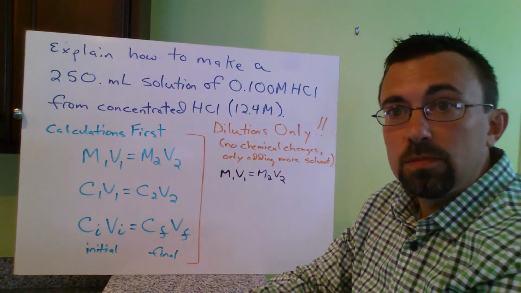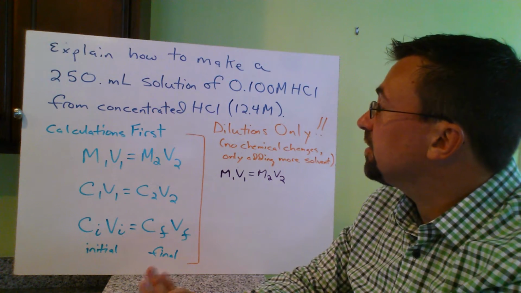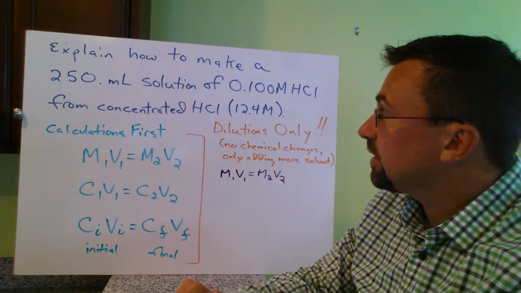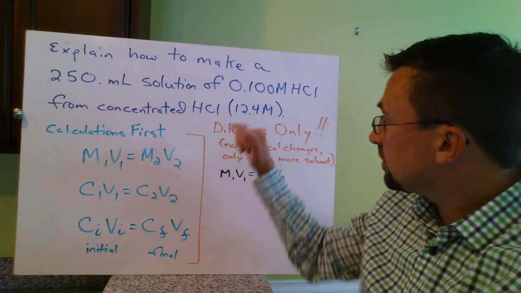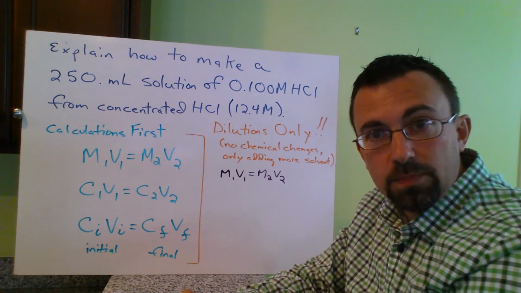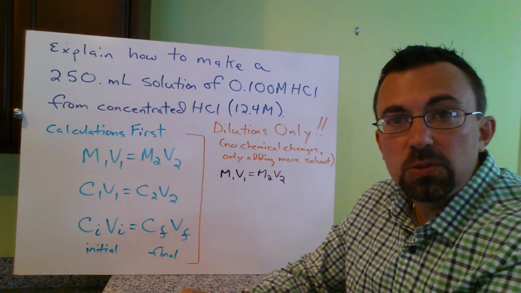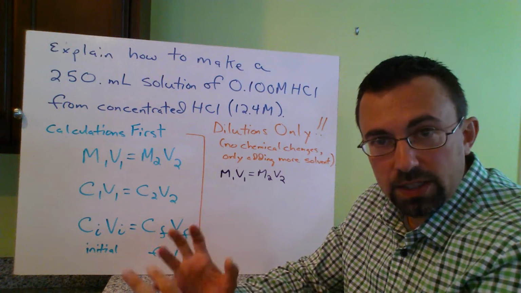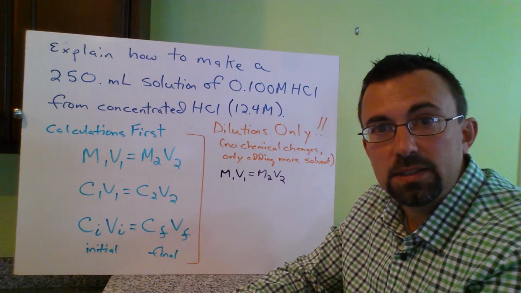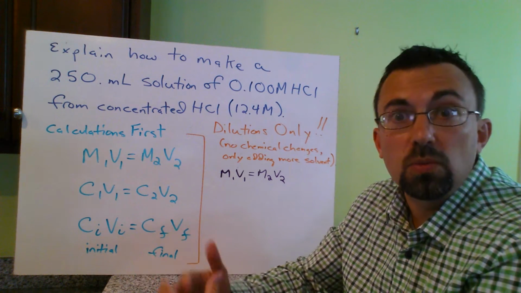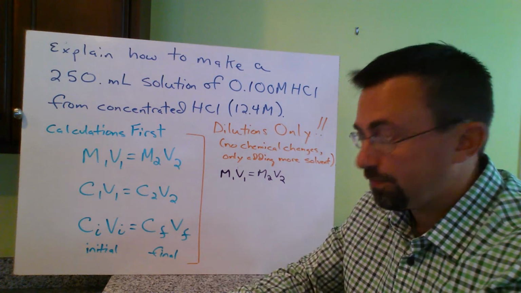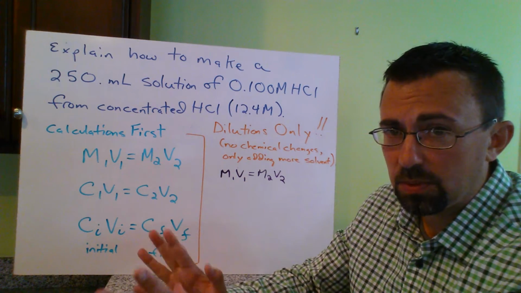All right, so for example, explain how to make a 250 milliliter solution of 0.1 molar HCl from concentrated HCl. Concentrated HCl being 12.4 molar. So let's take this problem in 2 pieces. One is this could be asked straight as a calculation. One could be asking you how to actually do it, or really having to do it in the laboratory. So let's take those as 3 separate approaches.